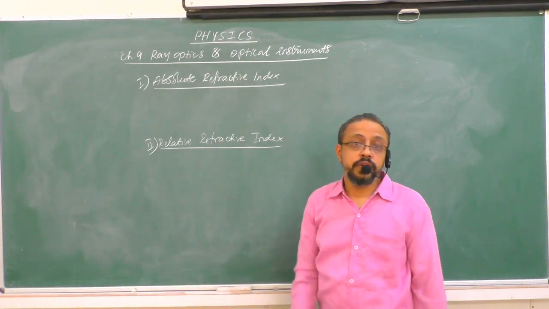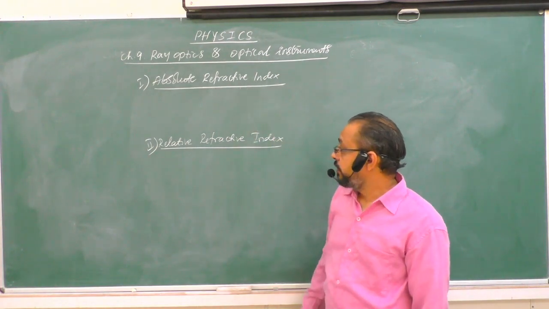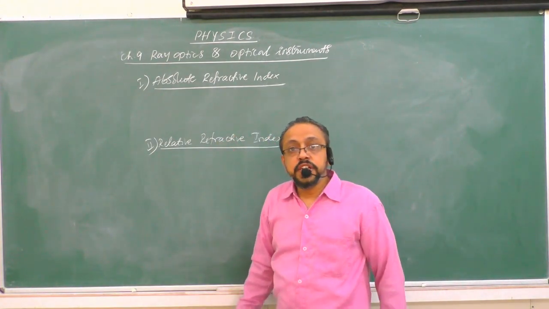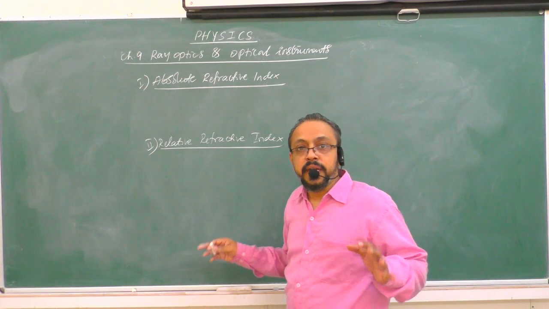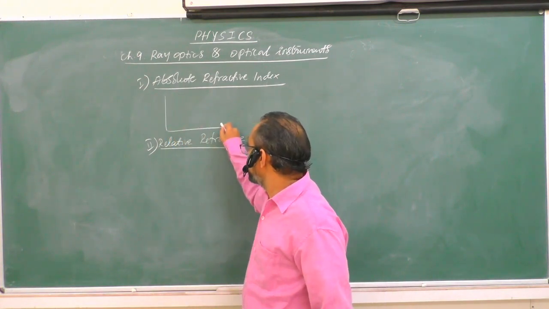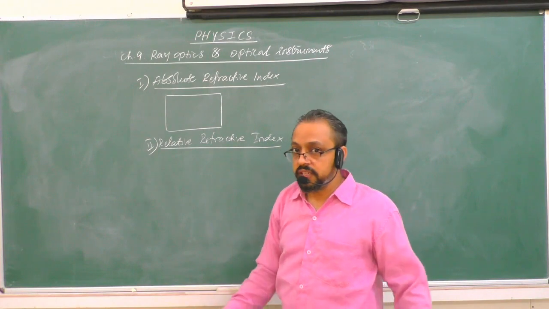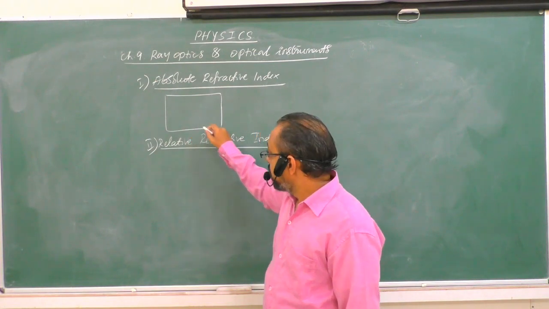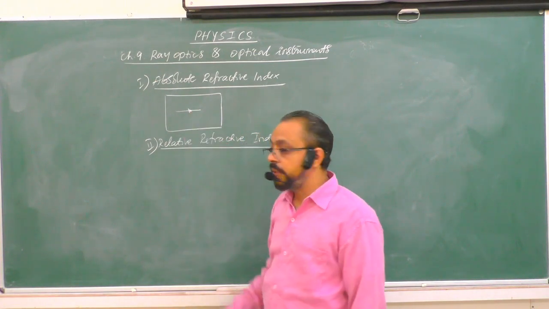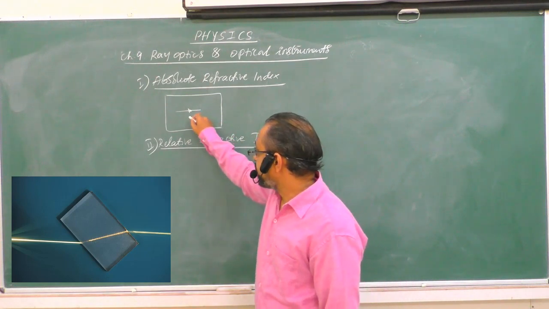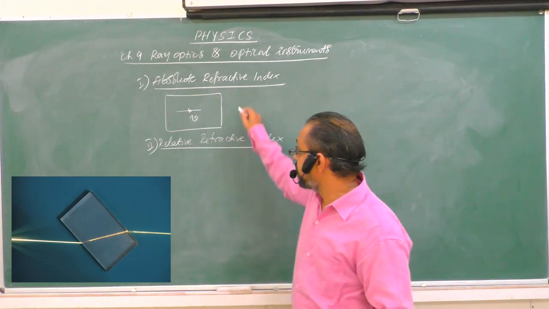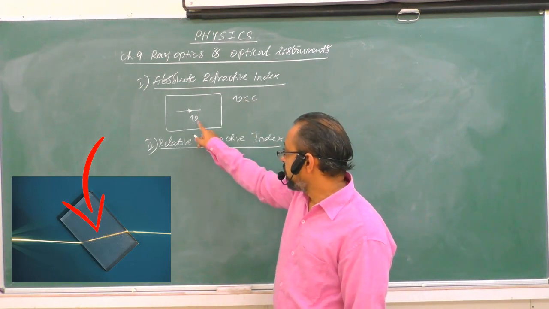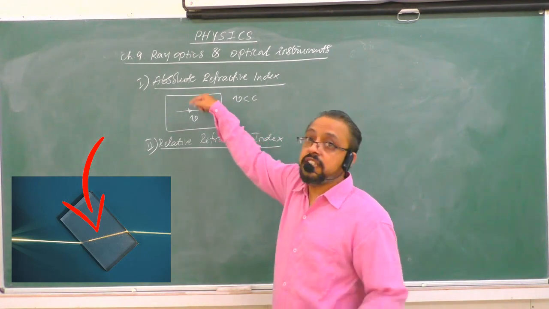I am having two more definitions for you: absolute refractive index and relative refractive index. What actually is the definition of absolute refractive index? Say I am having some medium. For example, here is some medium, whatever it is, it may be a glass or something else. So the light moves here in this medium with a speed v. Definitely this v is less than c. So this is the speed of light inside that medium.